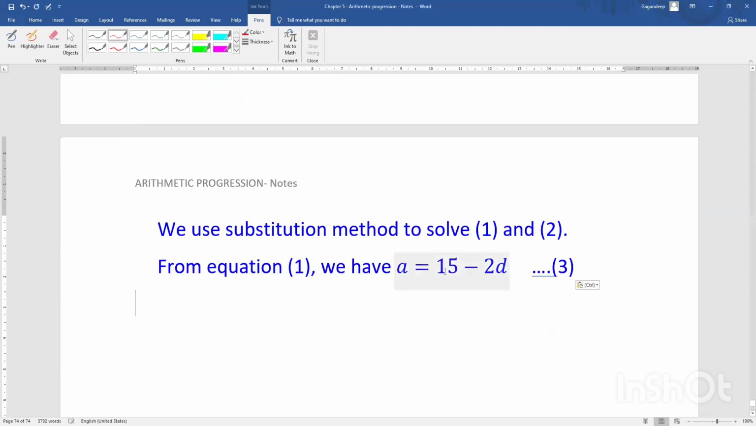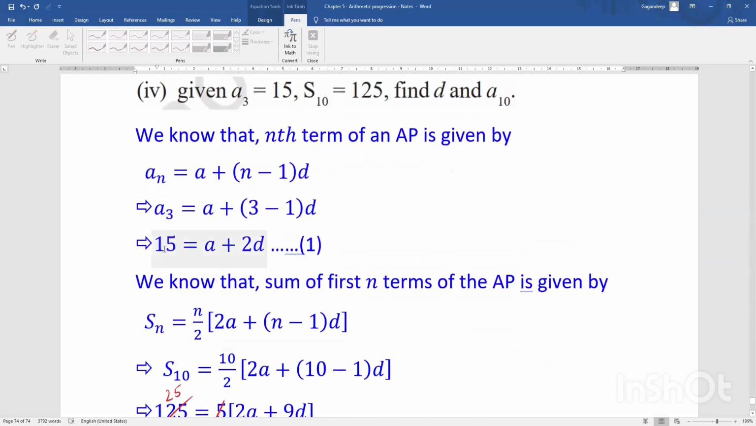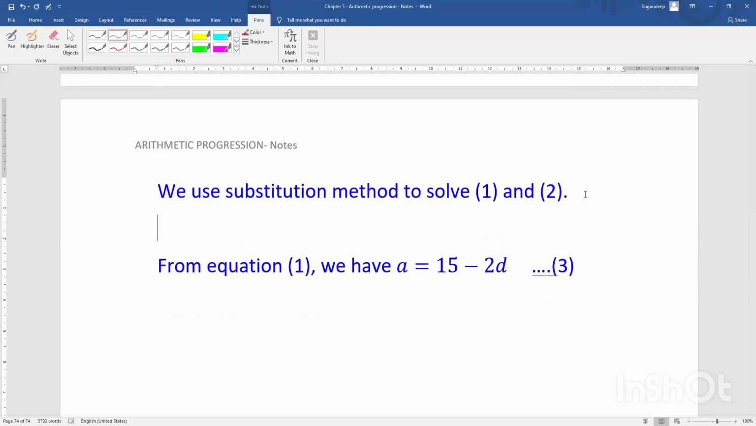we have A as 15 minus 2D. This is from equation 1. Okay, let me show you how we got it. So here we have 15 equals A plus 2D, and I've just moved this 15. So this one 2D, you move it to the other side. So when you move 2D to the other side, it becomes minus 2D, right? So that's why you get A as 15 minus 2D.